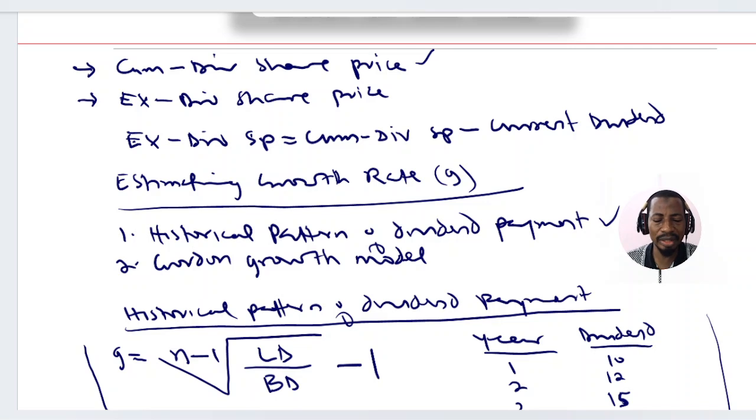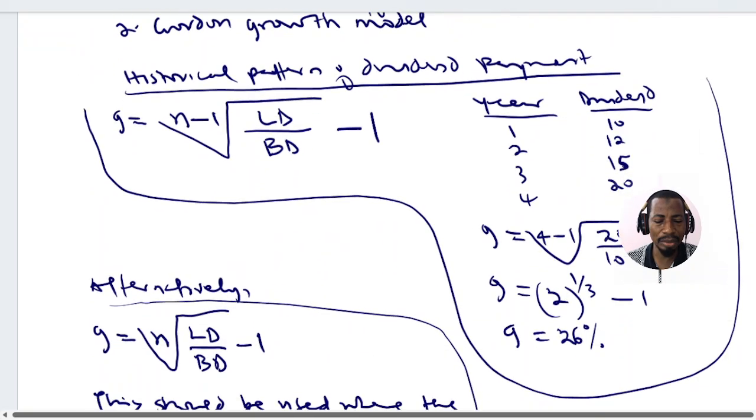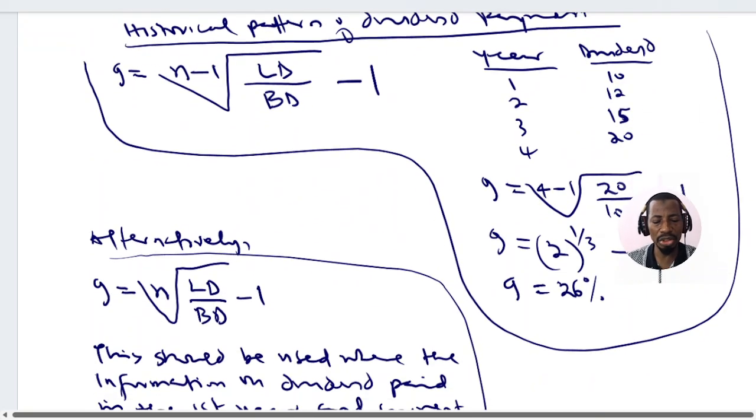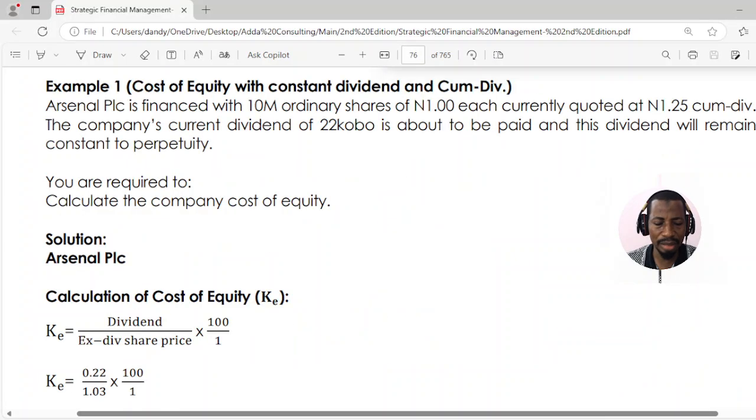Then finally we discussed how to calculate the growth rate. I said there are two methods that you can use: the averaging method or the Gordon growth model. And I also demonstrated the formula that can be used for each of them. So now that we are done with this, let's have a short example to demonstrate our learnings. Example number 1.